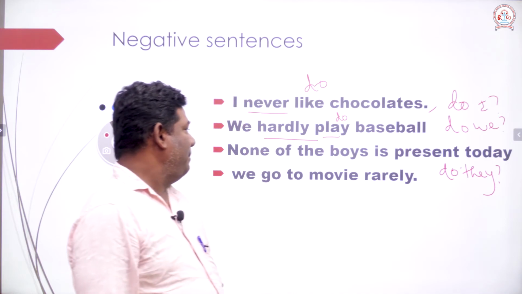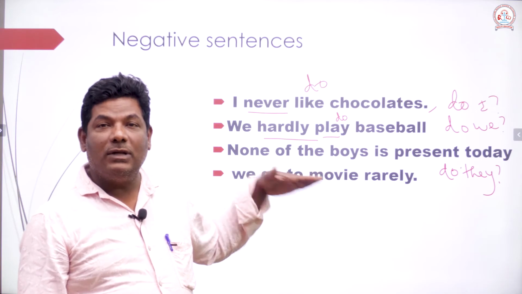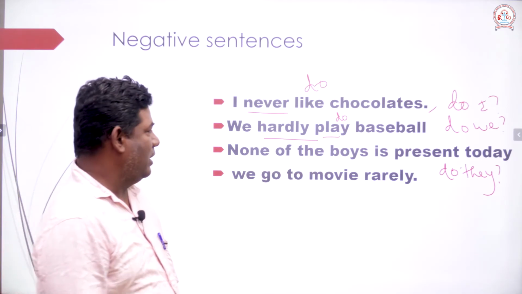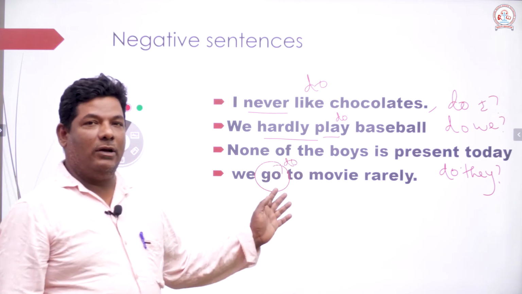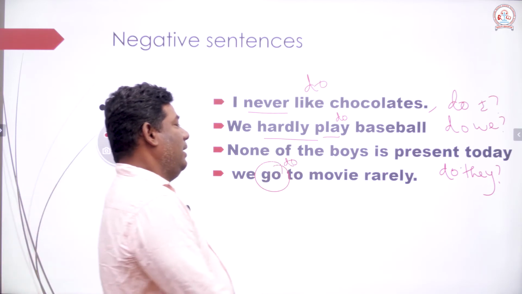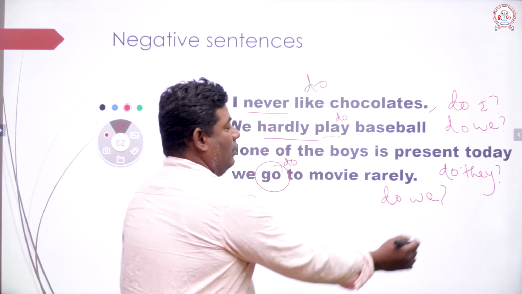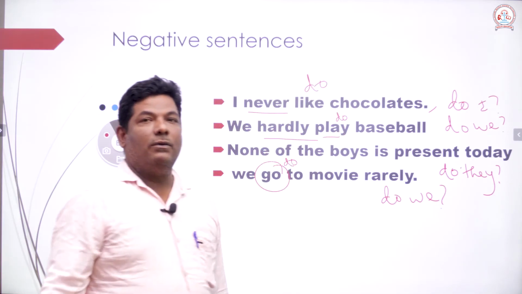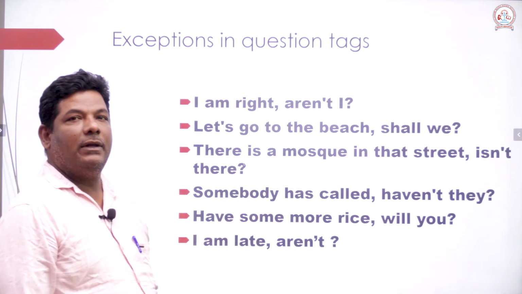We go to movies rarely. Negative sense. Giving negative sense. Therefore, it takes a positive question tag. Go is the main verb given, no auxiliary verb given. Therefore, we can use do we. So, this is how we have to write for negative sentences.